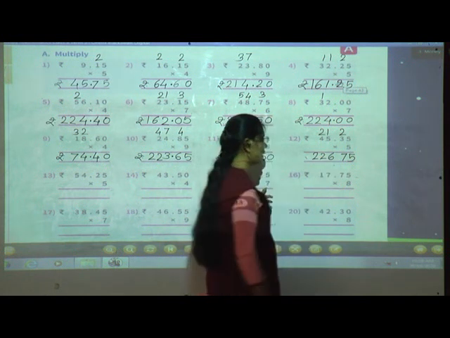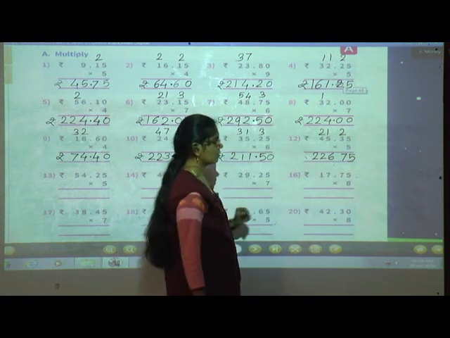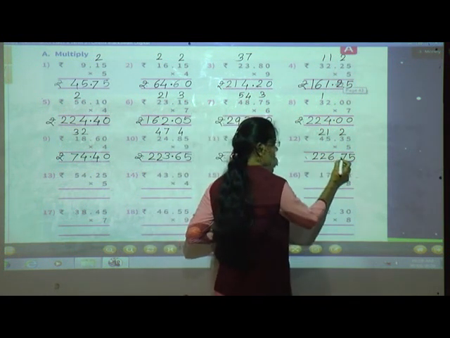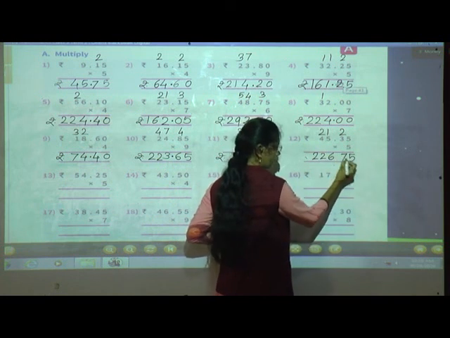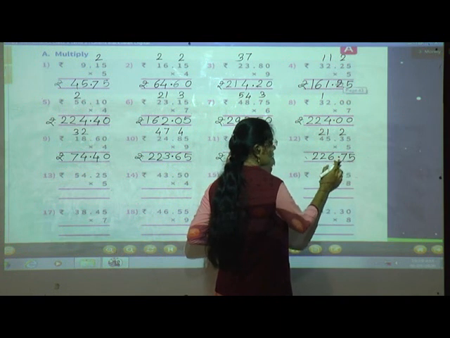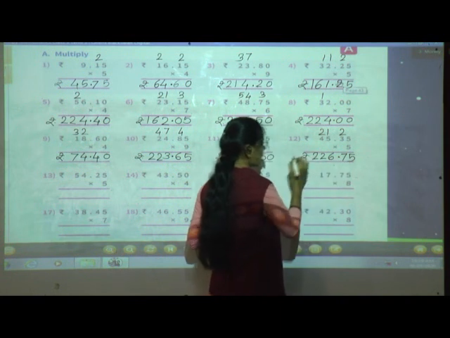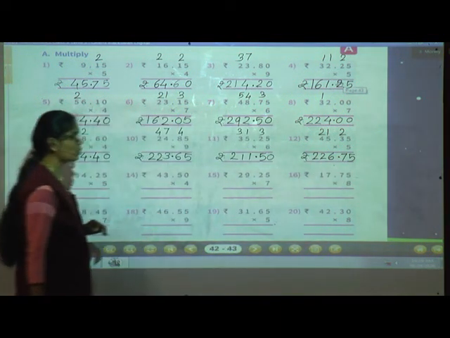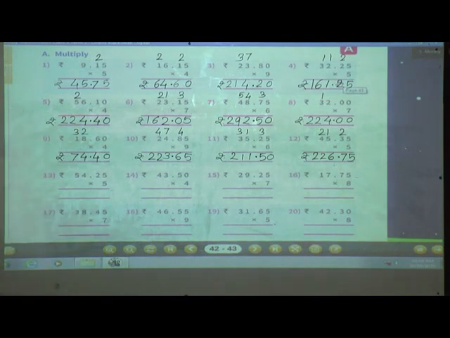So write here 22. Now give a dot from the right side before second digit. So 7 is the second digit. Before 7 we have to give dot. So what is the answer? Rupees 26.75. Okay. Now we'll move to the next example, that is 13 number.